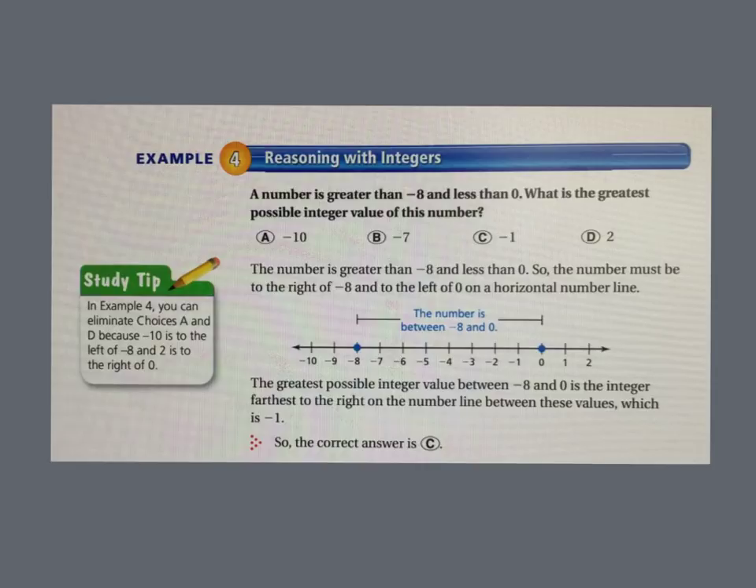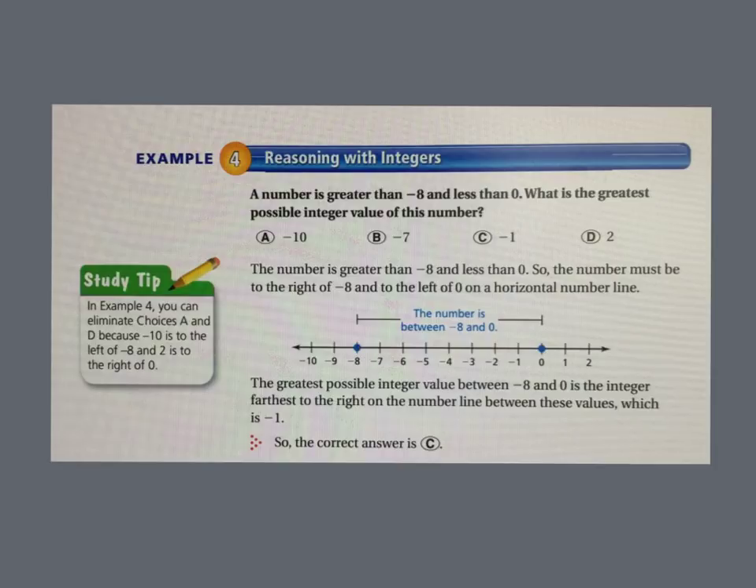Let me grab my pointer here. Okay, so the number is between -8 and 0. So you put -8 on your number line, put 0. So what's happening is it's saying the number is greater than -8 and it's less than 0. So the number must be to the right of -8 and to the left of 0 on a horizontal number line.